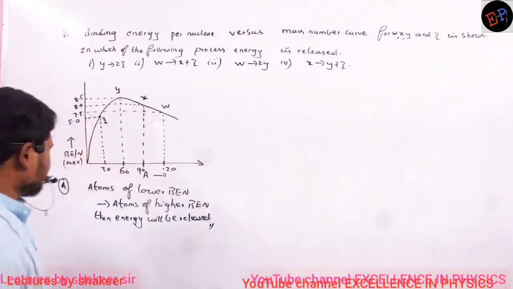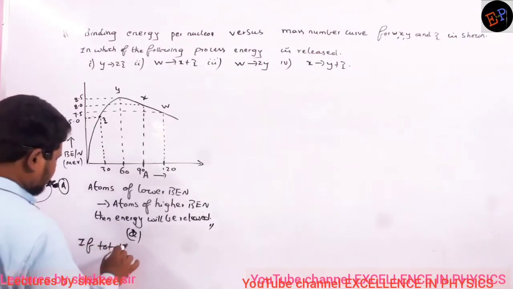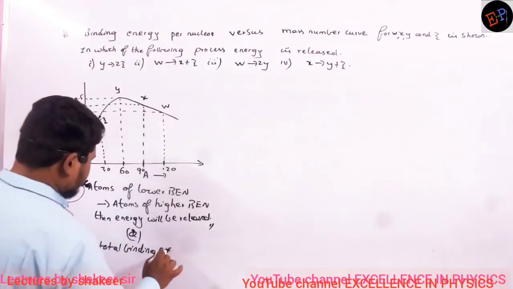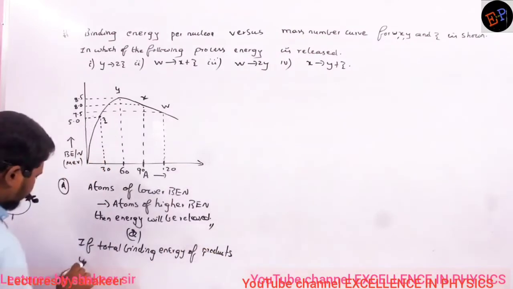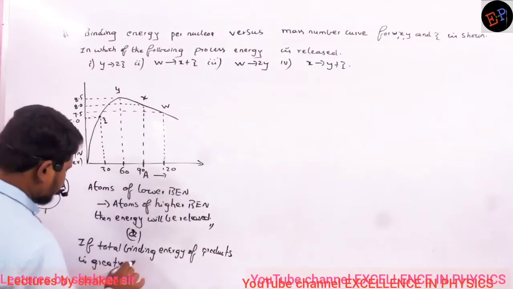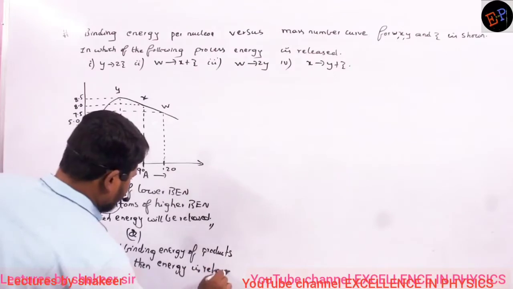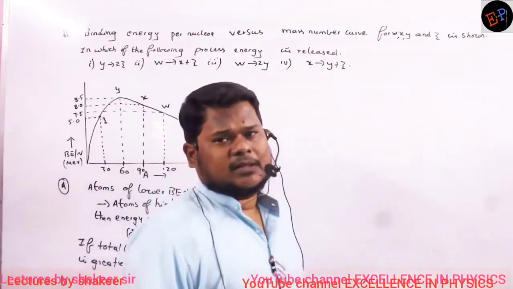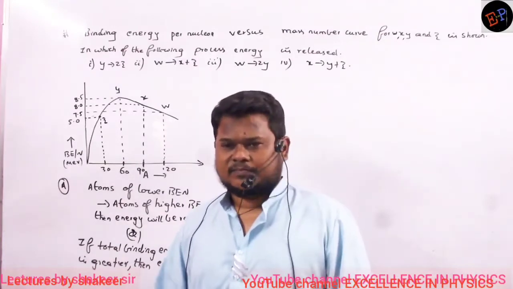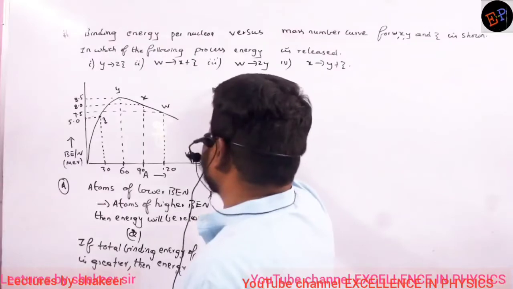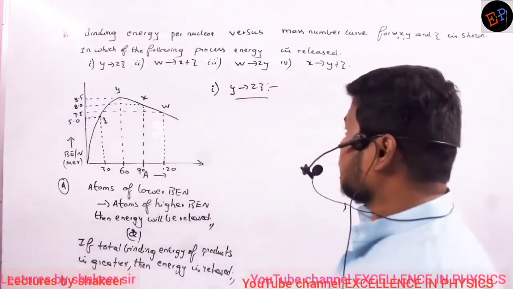Or you can say that if the total binding energy of the products is greater, then also energy is released. When compared to the reactants, if the products' binding energy is greater, it means more energy is released, and if more energy is released, the atoms will be more stable. Understood? Now take the first reaction, Y converts into 2Z. I will do this calculation, and the remaining 3 calculations you are supposed to do.